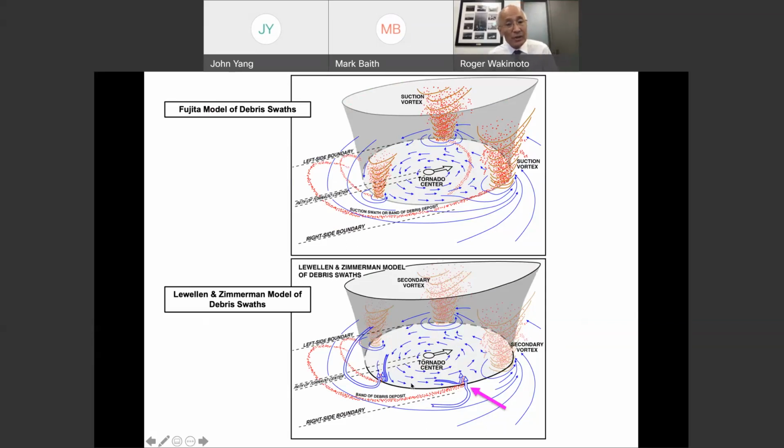In fact, he does show in his simulations, even if these secondary vortices exist, they are not the primary mechanism for producing these swaths. And I say this with a great deal of pain because to correct Fujita's model after 50 years of existence is not something I relish, but I can't discredit the actual observations and these simulations.